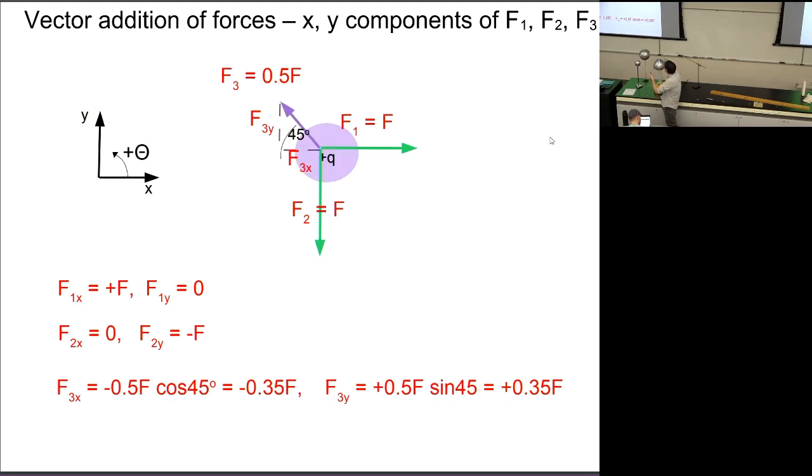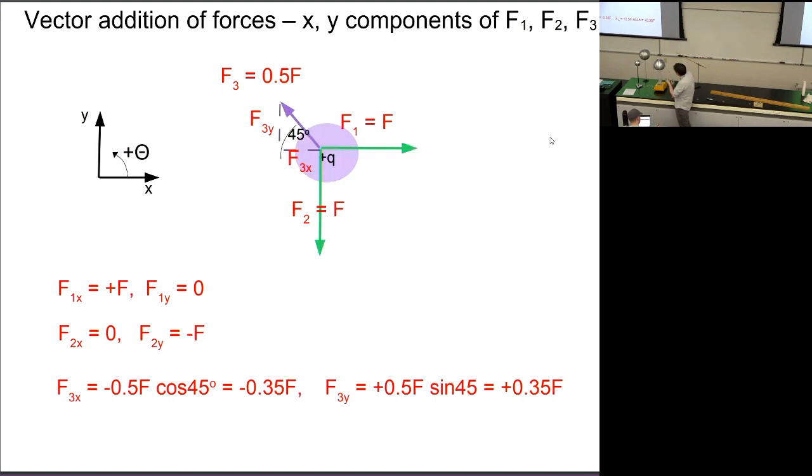If you look at F3, it's at an angle of 45 degrees to the horizontal, also 45 degrees to the vertical. So I have to multiply the strength of the force, that's the hypotenuse, by either a cosine of 45 degrees or a sine of 45 degrees to pick out the x and y components. Cosine of 45 degrees will give me the horizontal, because the horizontal is adjacent to this angle. Sine of 45 degrees will give me the vertical, because it's opposite this angle.